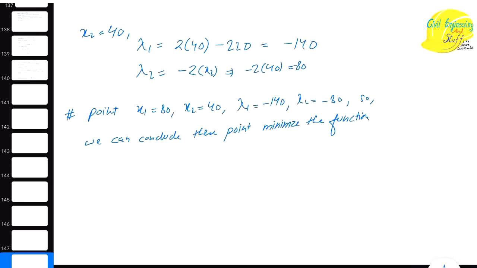Okay, so this is how the Kuhn-Tucker method is done. Try to solve it by yourself. Once again, the same question, try to solve it by yourself. If you have any doubt, you can always ask in the comment section.